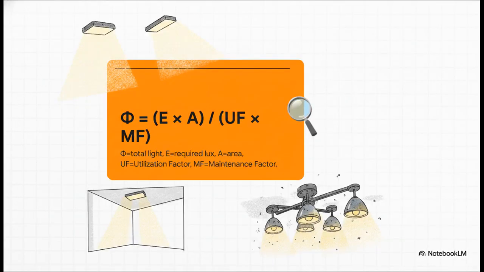Now, what's really interesting here is the bottom half of this formula, the UF and MF. The top part, that's just your required brightness times the area. That gives you the ideal amount of light in a perfect world. But UF, the utilization factor, accounts for light getting soaked up by walls and ceilings. And MF, the maintenance factor, accounts for light loss as the fixtures get older and dustier. These two numbers are what separate a beginner's guess from a professional's plan.